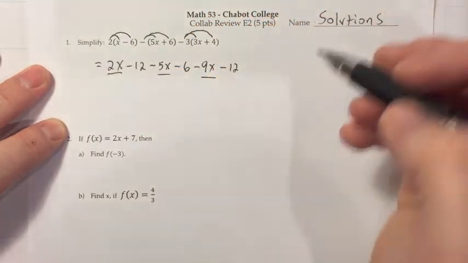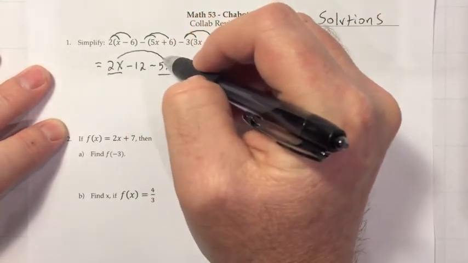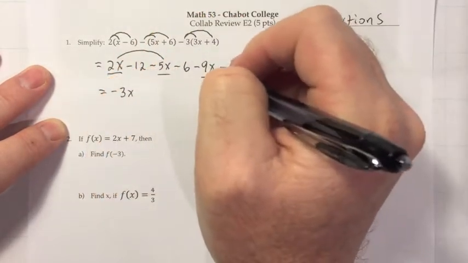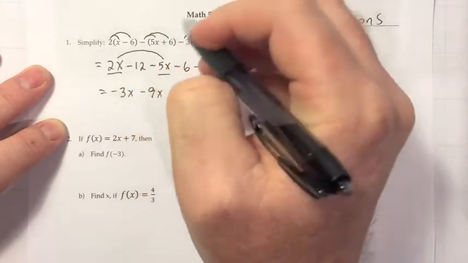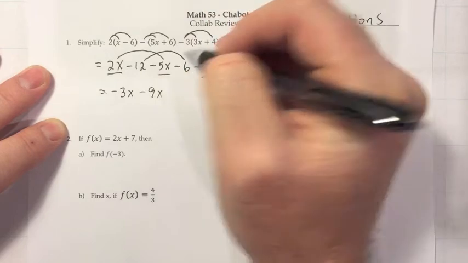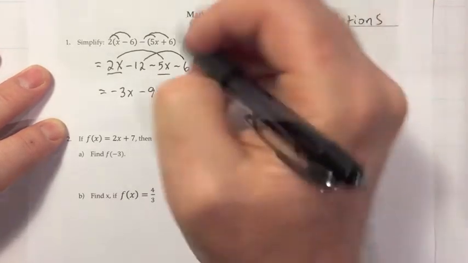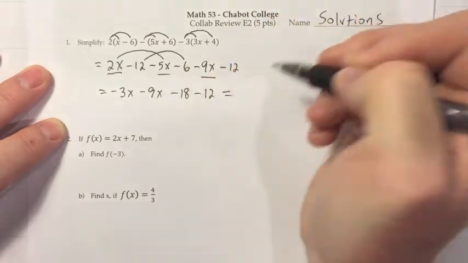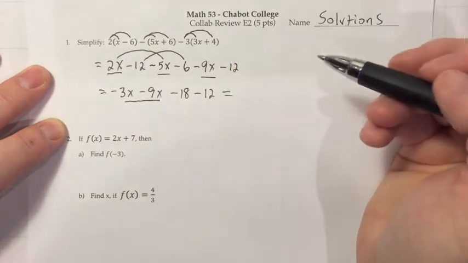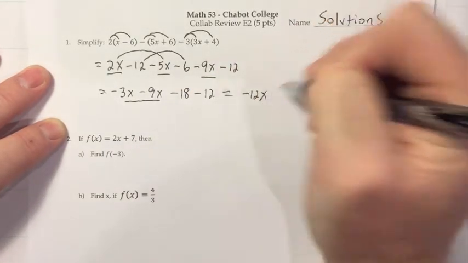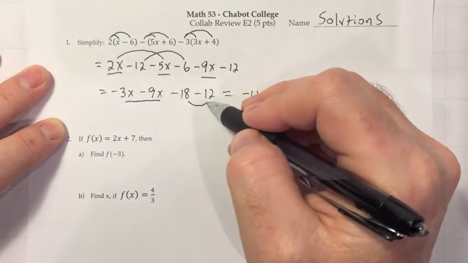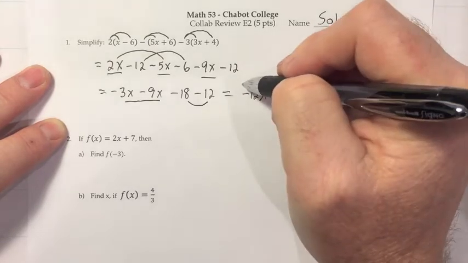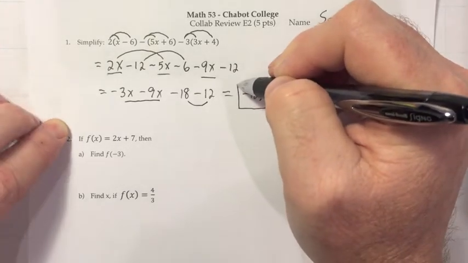And then we're going to want to combine our like terms, so that would be our x terms. I'll go ahead and combine these two right here. So that would be 2x minus 5x is negative 3x. And I'll just copy this other one over. And then let's combine these two like terms right here for the constants. Negative 12 and negative 6 would be negative 18. And I didn't do anything with that one yet, so I'll copy that one over. And then combining the last two x terms, negative 3x and negative 9x would be negative 12x, adding together those coefficients. And negative 18 and negative 12 would be negative 30. So that would be the simplified version, and I'll go ahead and box that answer.